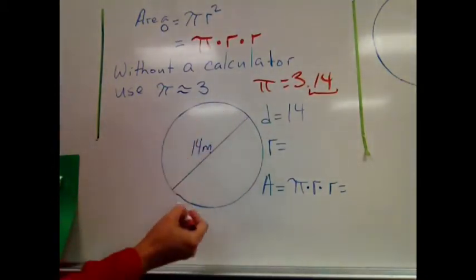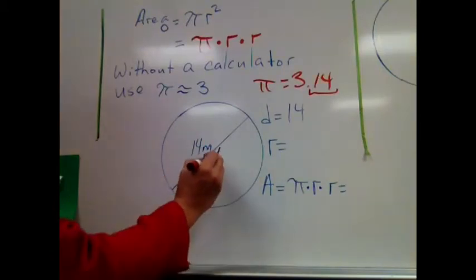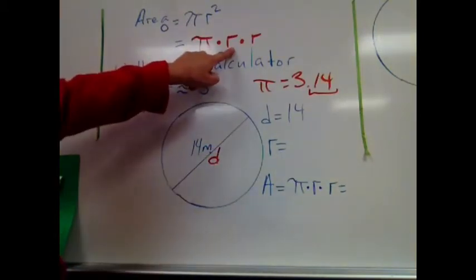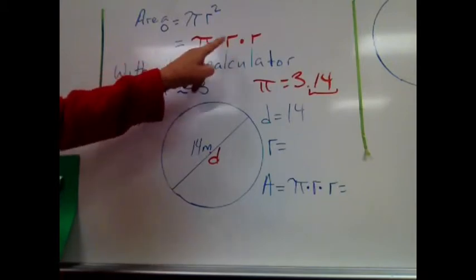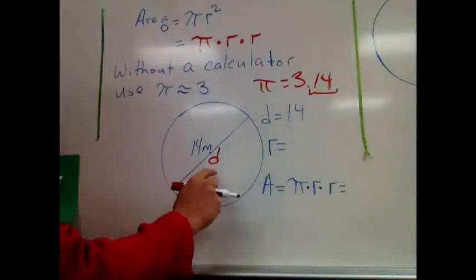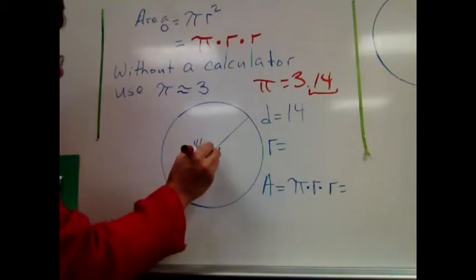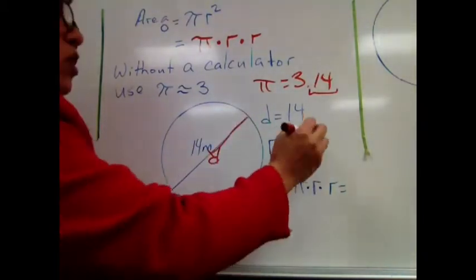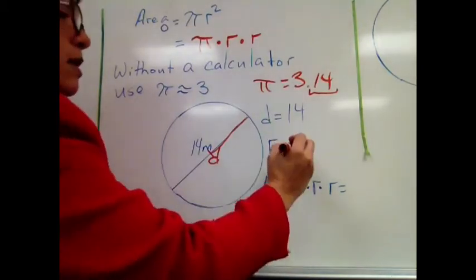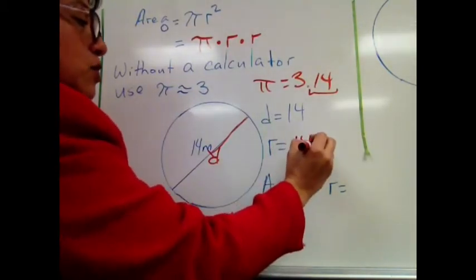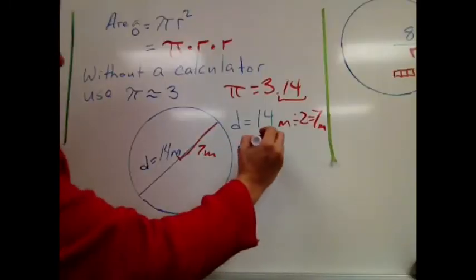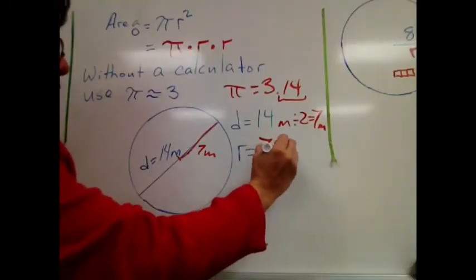Let's look at our circle. In this case, we have a diameter. The formula says radius, so let's figure out what the radius would be. Remember, radius is halfway from here to the end. The diameter is 14. We know that the radius is going to be 1/2, so we're going to divide by 2. So the radius is equal to 7 meters.